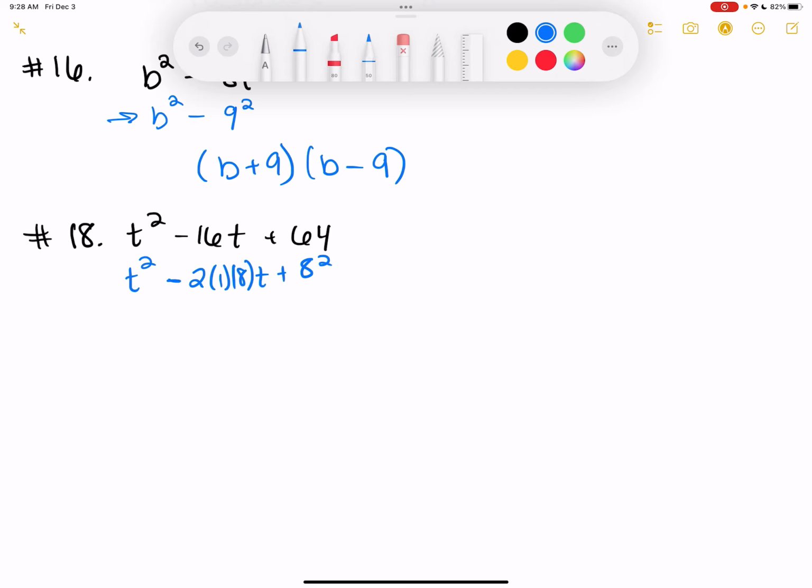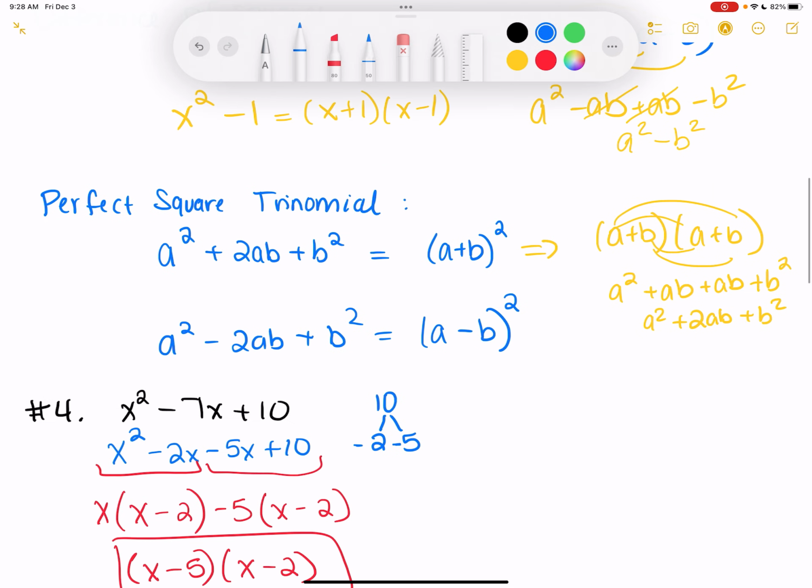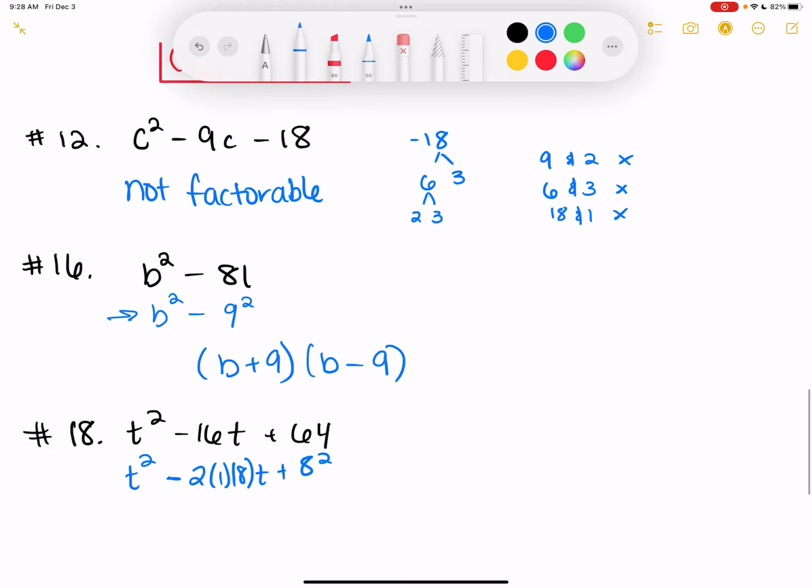Where do you get the 1 from in front of the t? Because this is 2 times a times b. Oh, sorry. Okay. Yeah, I just forgot.